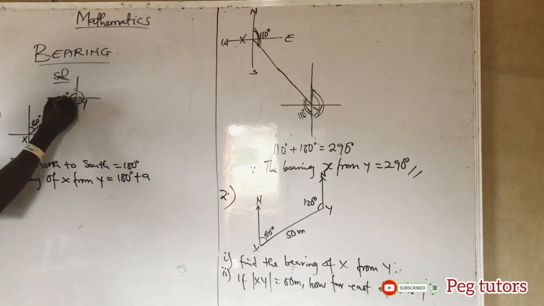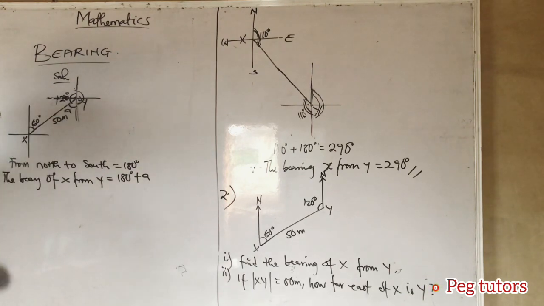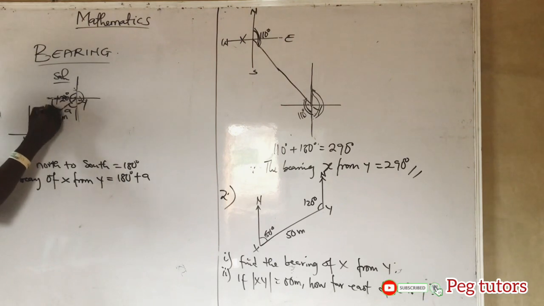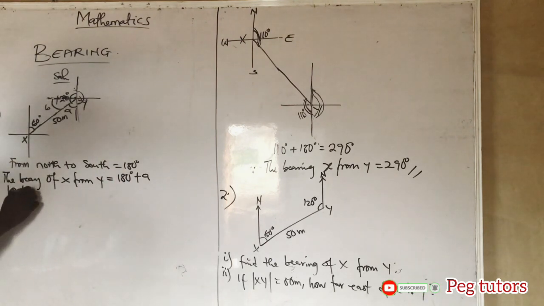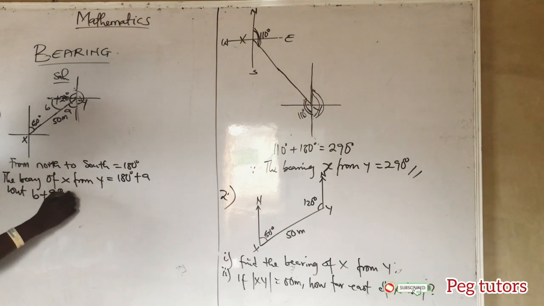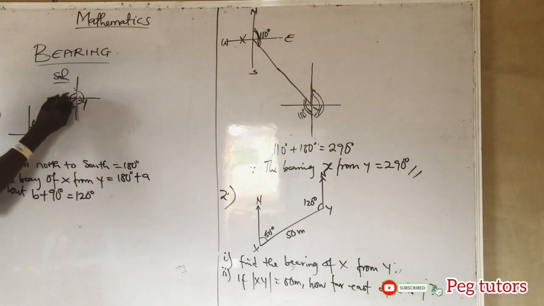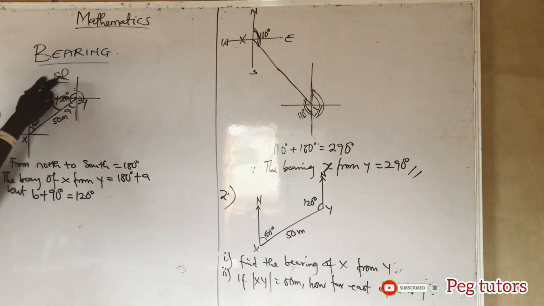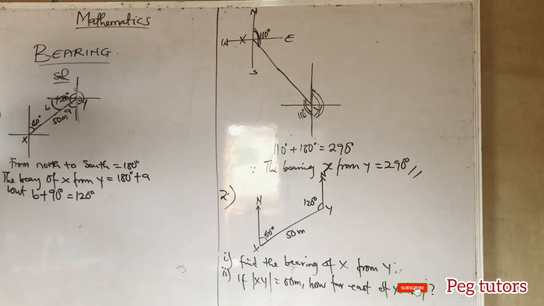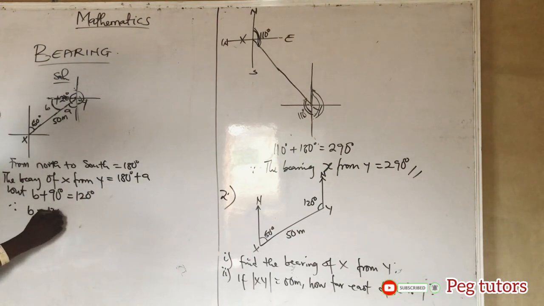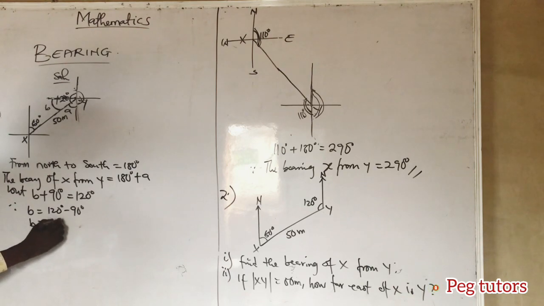If the whole of this place is 120, this place, let's name it B. You can say, but B plus 90 has been given to you as what? As 120 degrees. Are you following what I'm doing? This place alone plus 90 degrees here has been given to you as 120 degrees. Are we good? Okay, therefore, B will be equal to 120 degrees minus 90 degrees. So 120 minus 90, B now is 30 degrees.